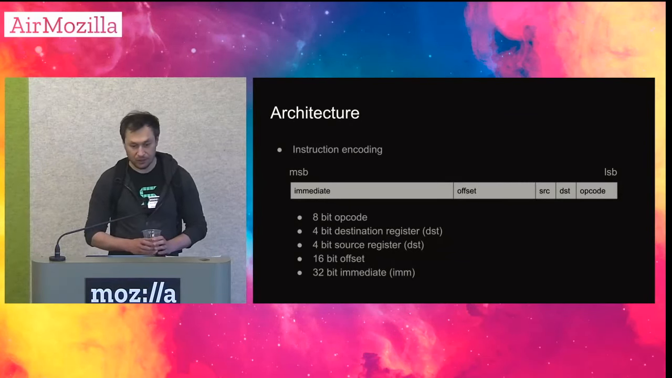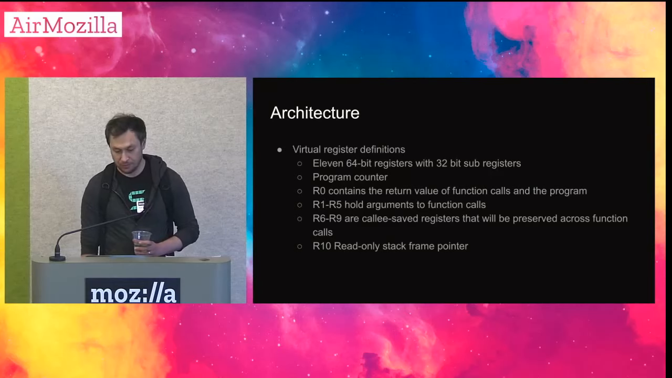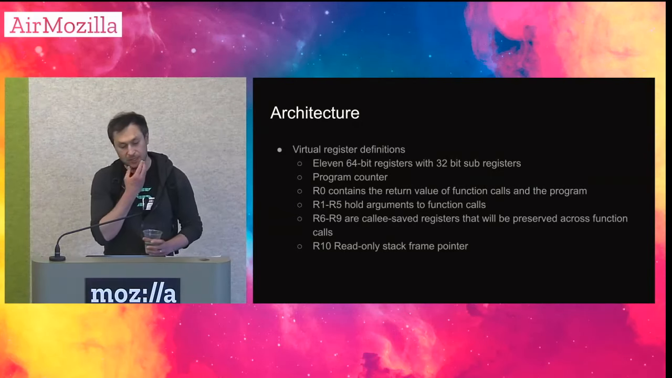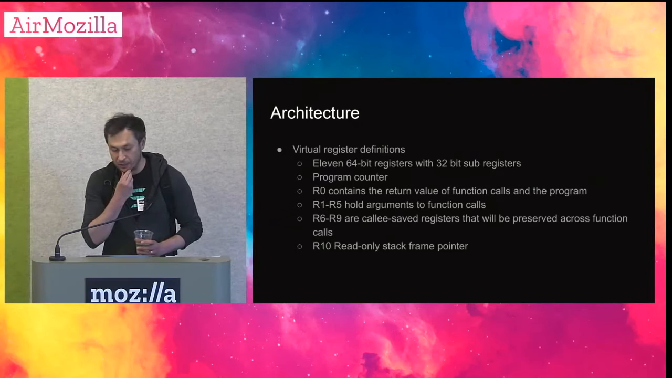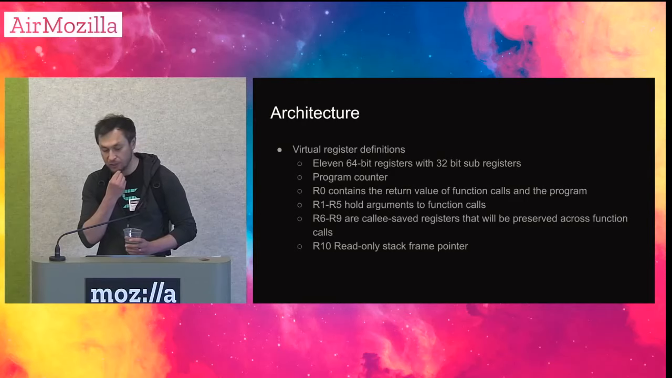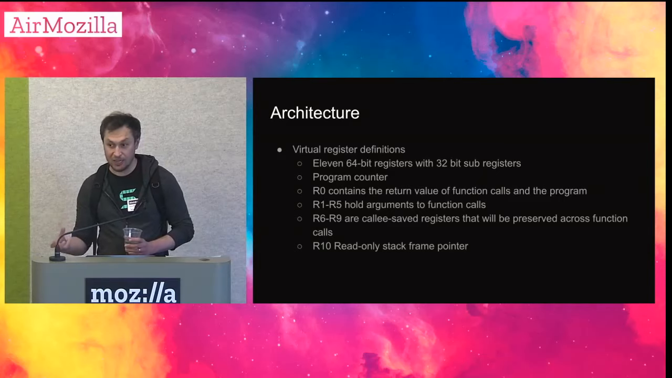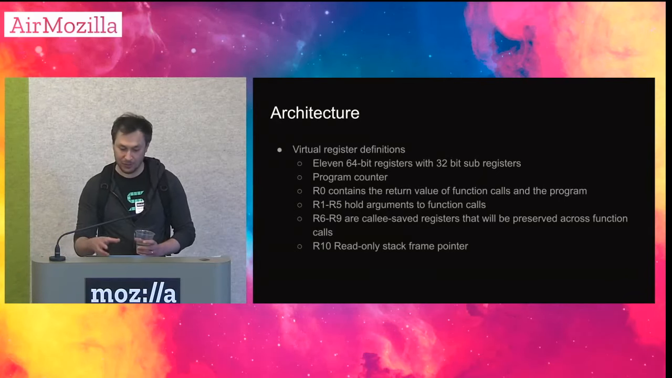It has an instruction encoding that's fairly easy to understand. It looks just like x86. It's got a bunch of virtual registers. Program counter, R0 contains the return value, just like x86. R1 through R5 hold the arguments for function calls, R6 through R9 are callee-saved registers. If you understand x86, this is basically a one-to-one mapping from x86 to Berkeley packet filter.